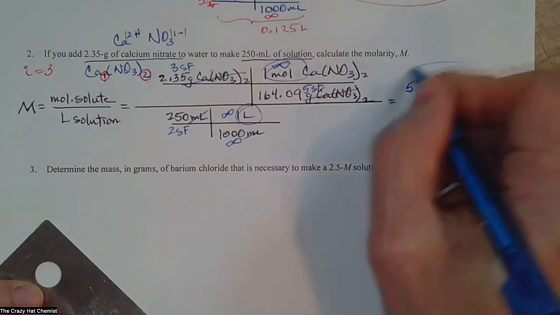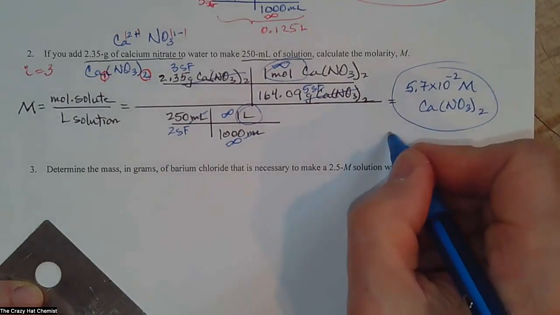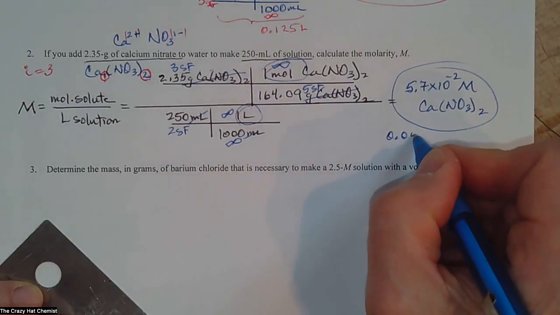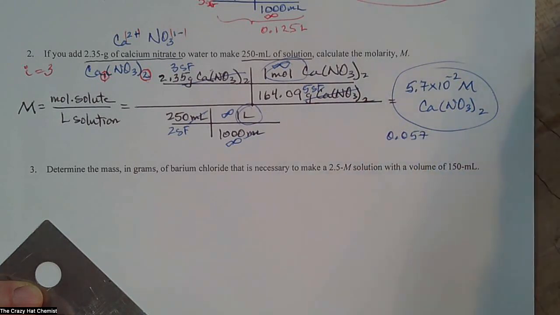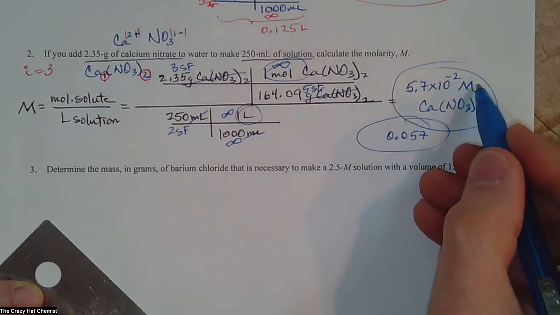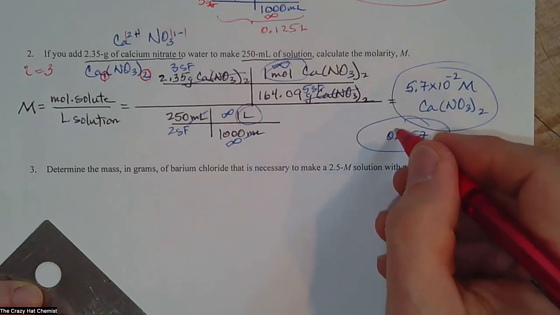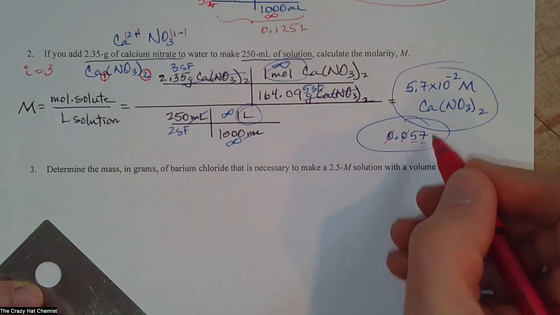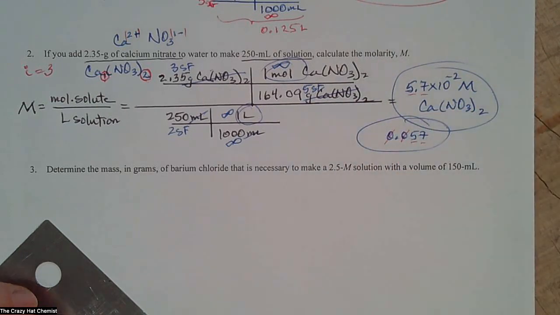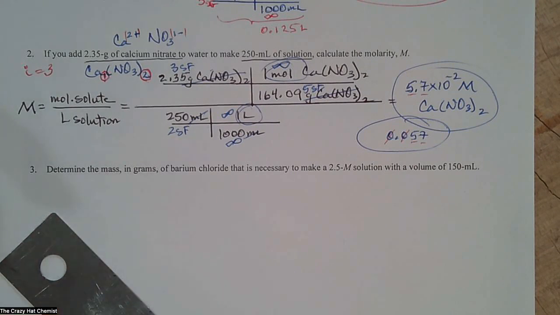Ca(NO3)2, and then that is going to be my answer. In decimal form, that number would be 0.057, and the same units of molarity and calcium nitrate for the formula. Okay, remember that leading zeros don't count. It still has 2 significant figures no matter which one you look at. All right, so hopefully that worked out well for you.